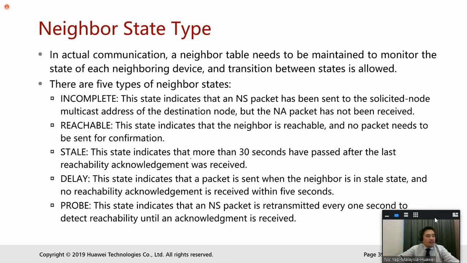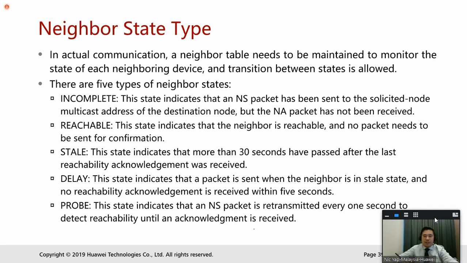Stale, that state indicates that more than 30 seconds has passed after the last reachability acknowledgement was received. It means that it's idle already. When it's idle, you go to stale. After 30 seconds with no traffic passing through, they go to the stale state. And the delay state indicates a packet is sent when the neighbor is in the stale state and no reachability acknowledgement is received within 5 seconds. Then they will get a delay state. And the probe state indicates that the NS packet is retransmitted every 1 second to detect reachability until an acknowledgement is received.